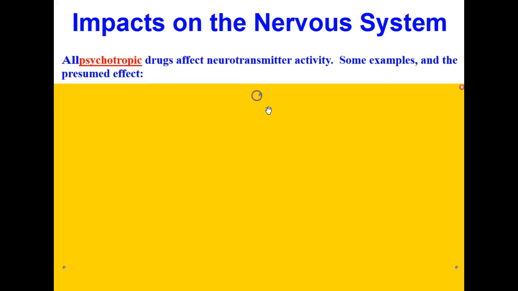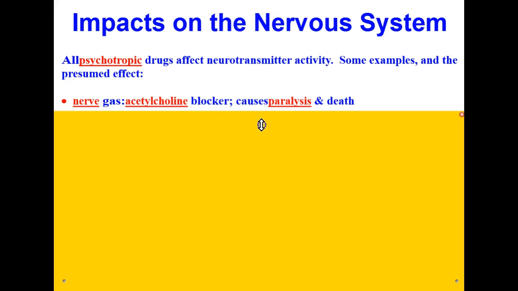All psychotropic drugs affect neurotransmitter activity. All right, some examples and the presumed effect. Let's start with nerve gas. Nerve gas is an acetylcholine blocker, and this can cause paralysis and death.